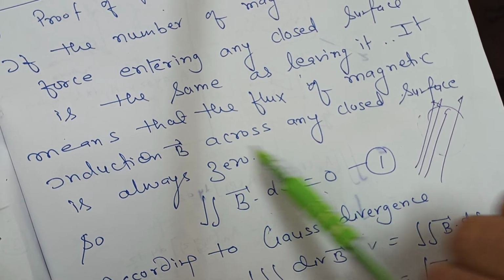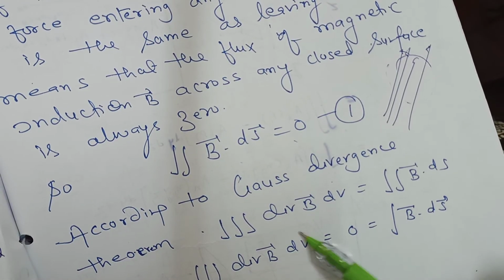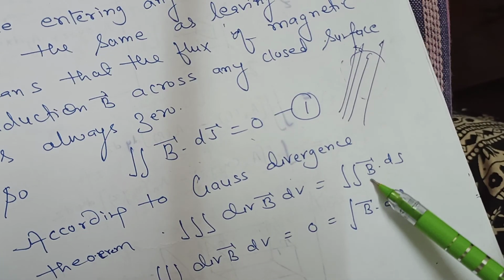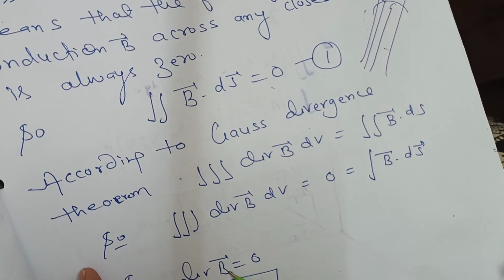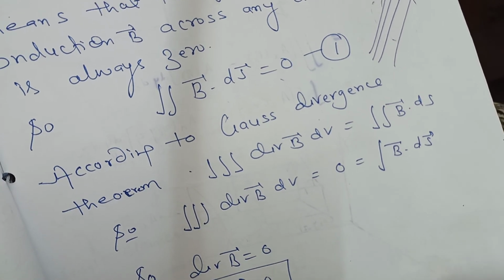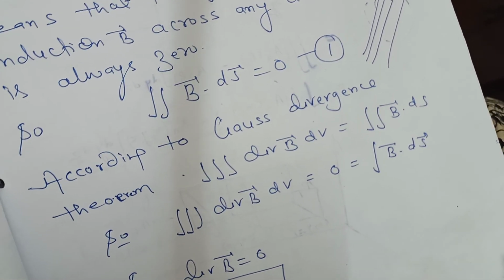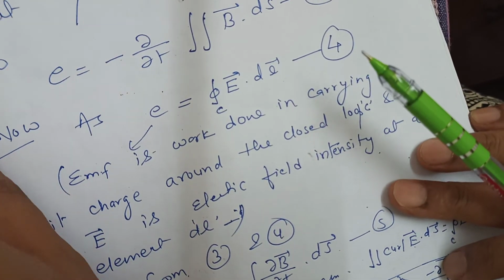So according to the Gauss divergence theorem, this surface integral can be written as the volume integral of divergence of B dV, which is equal to the surface integral of B dot ds. So if this value is 0, this is also 0. So divergence of B is equal to 0, that is del dot B is equal to 0. So this is the proof of Maxwell's second equation. Now about the third equation.